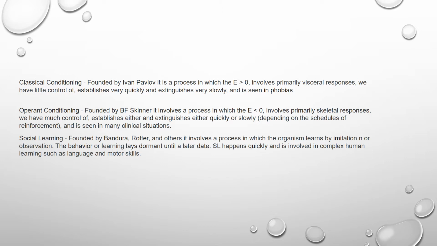Social learning theory was founded in the 1970s by Albert Bandura, but was influenced by people like Julian Rotter and others. It involves primarily the process in which the organism learns by imitation or observation. So there's no evidence that the person actually knows the behavior until a later date. Social learning theory happens quickly, and it's involved in many human learning processes that are very complex, like language and motor skills. So when a child learns to speak, they learn by watching adult models doing it.